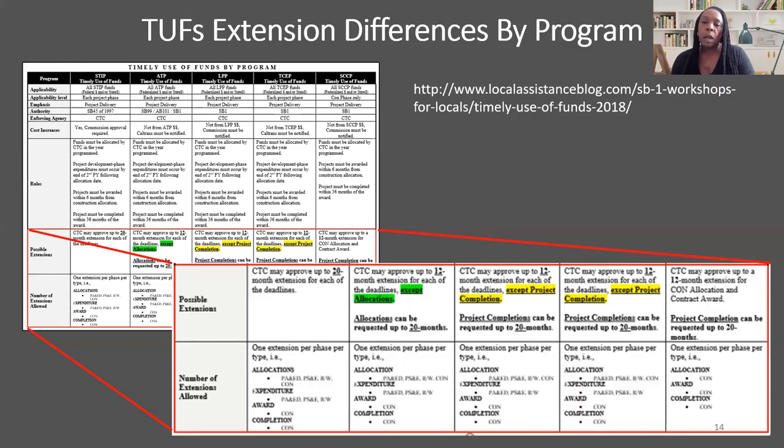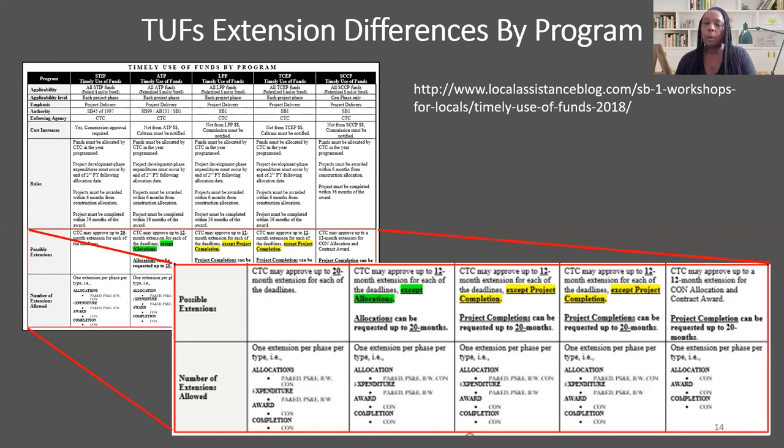The amount of additional time that you can request is also limited, and it varies by program. So this graphic shows the differences in the amount of additional time that you can request. And this form can be found on the local assistance blog that was discussed in the presentation before. And there's also the website shown there. And so you can see the differences shown.